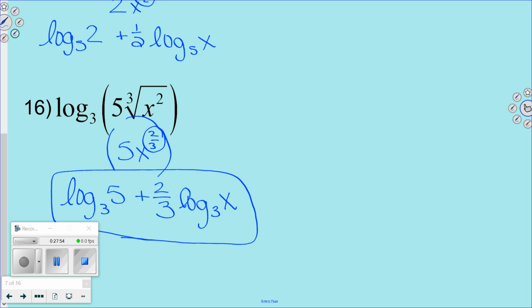Where did my 2/3 fraction come from? It was last chapter when we practiced going from radical form to exponential. And you can flip them back and forth. Right, but I'm just telling you, you've learned this.